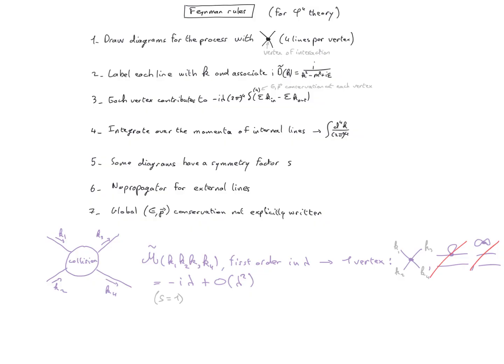We can use the same rules to get the second order in λ. In this case, we will have 2 vertices, and therefore there will be internal lines to sum over, and also symmetry factors associated to them.